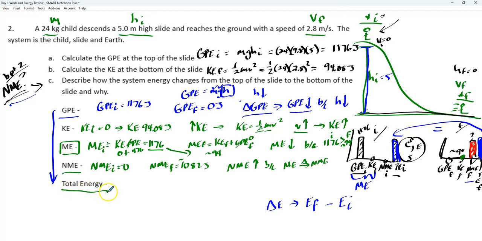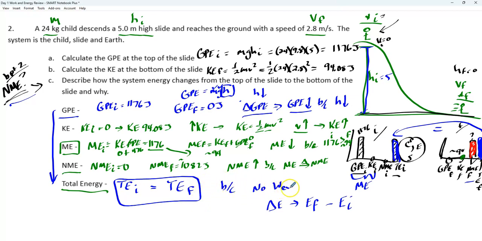The last part is total energy, and for total energy, the answer is as long as it is a closed system, which this was a closed system, the total energy initial and the total energy final are equal because there was no work from external forces. So there was no outside force making this person go faster or slower. We included the friction in the slide as part of our system, so that's why we talked about it as non-mechanical energy instead of work.